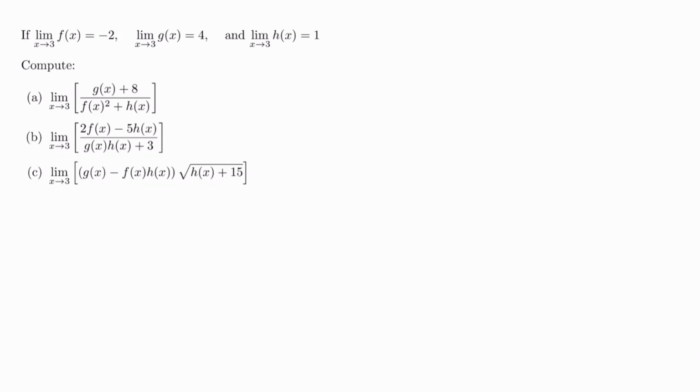And we've got our last problem here. Same thing, we've got f of x is -2, g of x is 4, and h of x is -1 for the limit as x approaches 3. So for A, we've got g of x plus 8 over f of x squared plus h of x. So this is equal to 12 over 5.